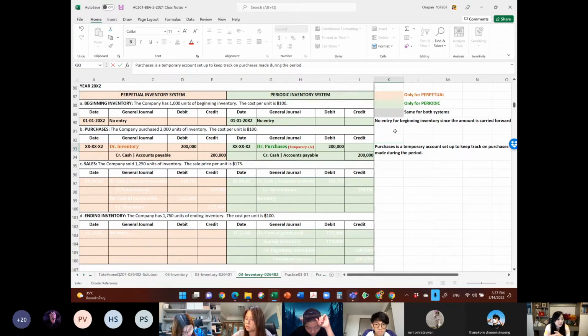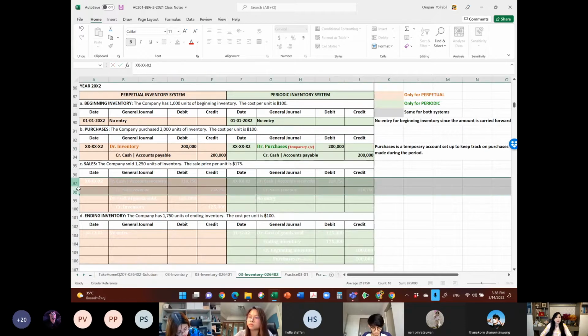So as you can see over here, right, if it's orange, then it's unique only for the perpetual. If it's green, then it's unique for the periodic. But if it's black, then you record the entry the same way. Okay. All right, so for the first two items, any questions? All right, if not, then let's take a look at the sale.